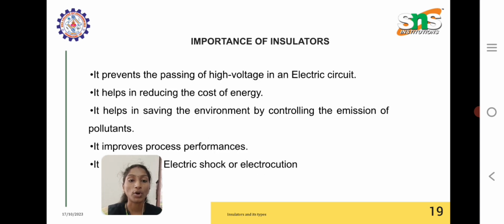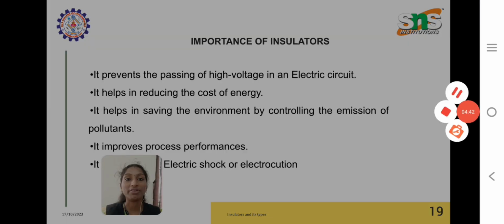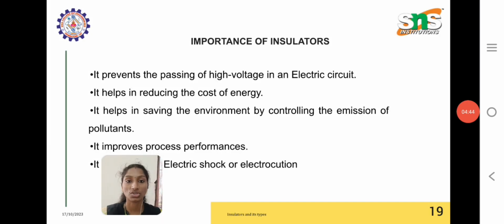The main importance of an insulator is that it prevents the passing of high voltage in an electric circuit, and it helps in reducing the cost of energy. It improves performance and also prevents electrical shock or electrocution, as we call it.